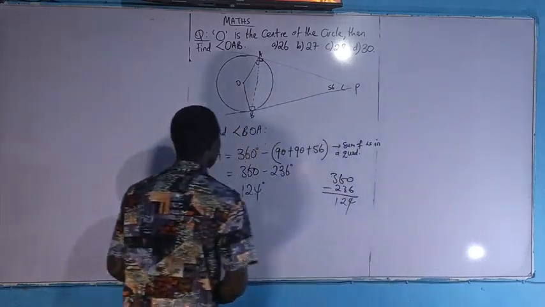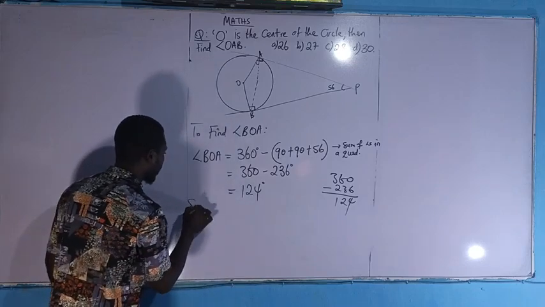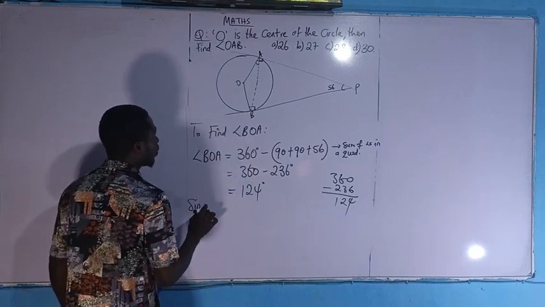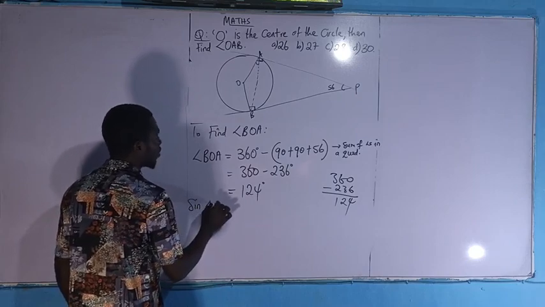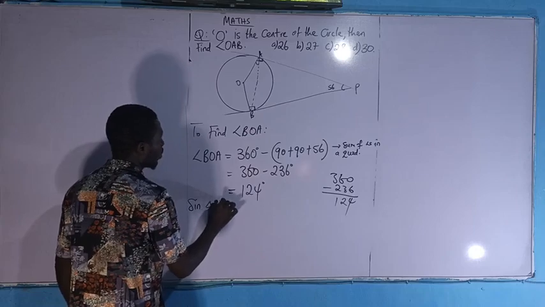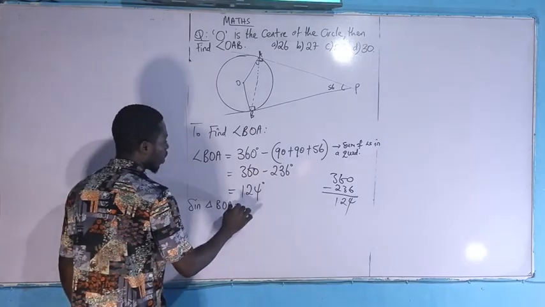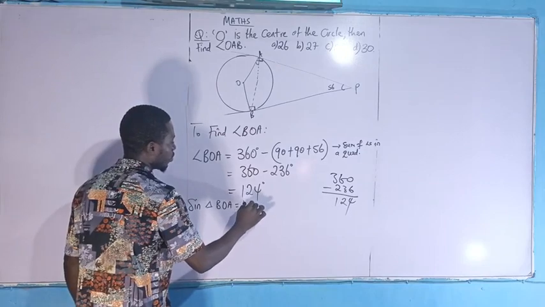So now, since we know that triangle BOA is an isosceles triangle.